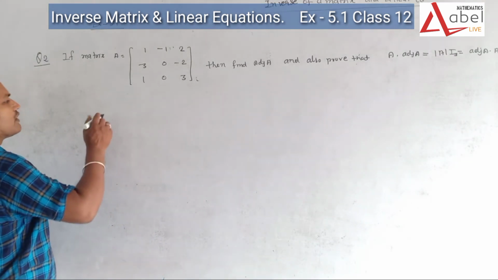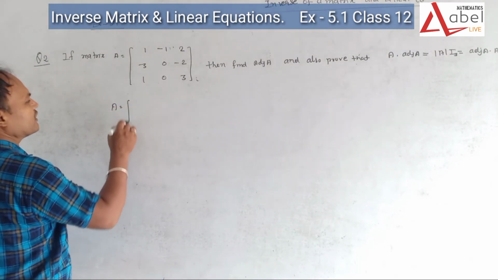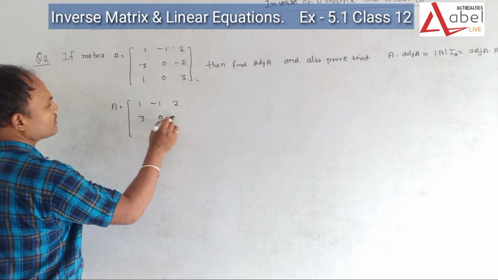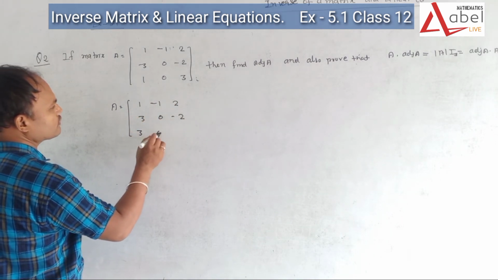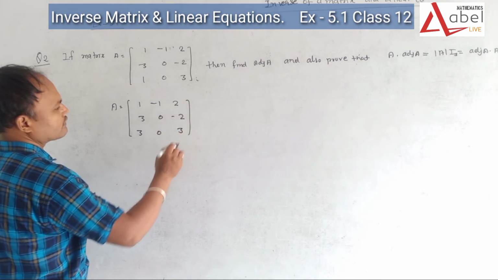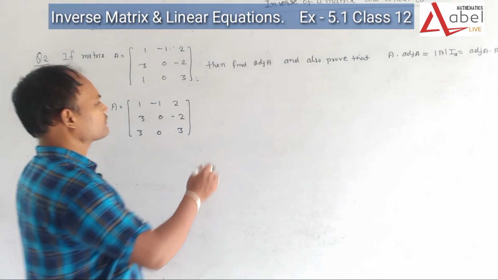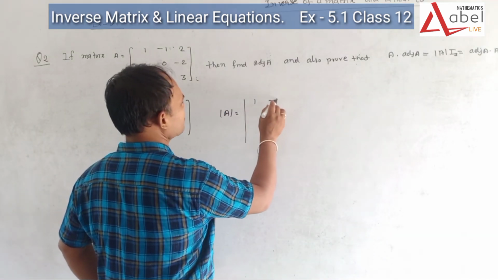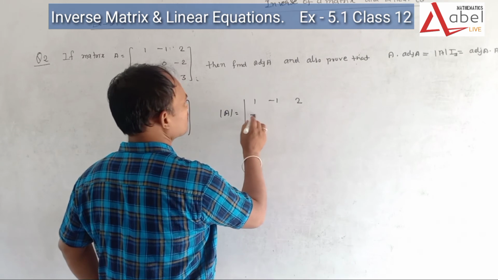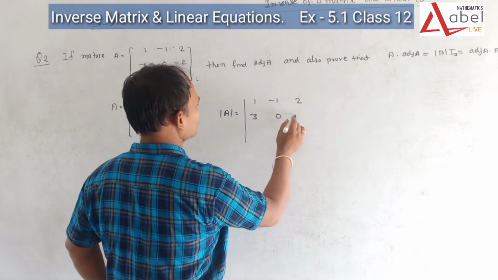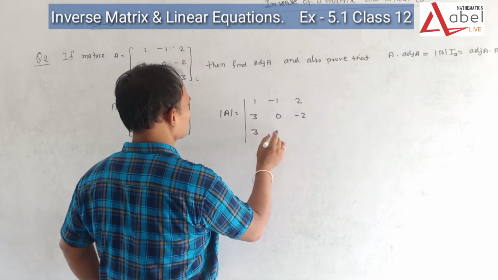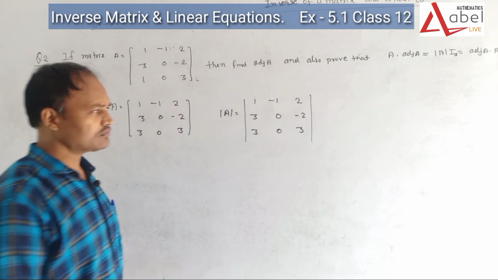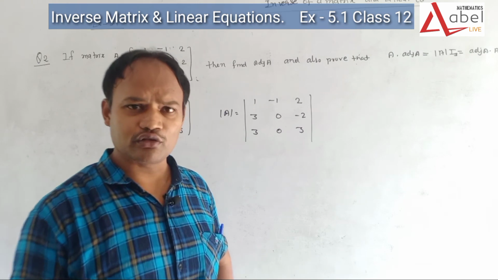Let's see. Suppose A is given, that is A means [1, -1, 2; 3, 0, -2; 3, 0, 3]. Now we are going to find the determinant of A. The determinant of A is [1, -1, 2; 3, 0, -2; 3, 0, 3]. Now we have to find the cofactors.